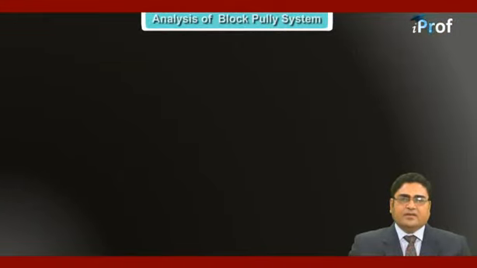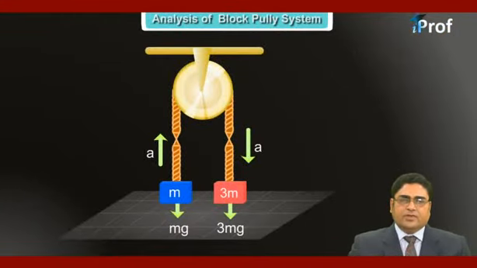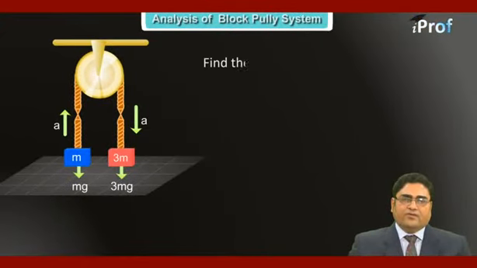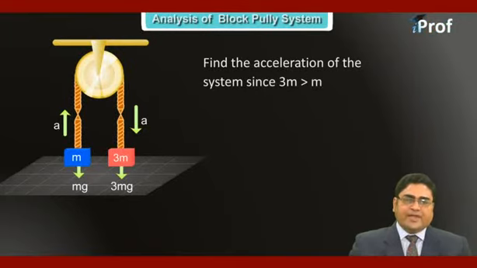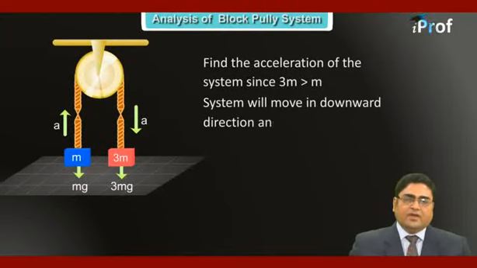Now let's see example based on the pulley block system. Suppose two blocks of masses m and 2m are being attached with a massless string through a smooth massless pulley as shown in figure. Find the acceleration of the system. Since 3m is more than m, so system will move in downward direction.